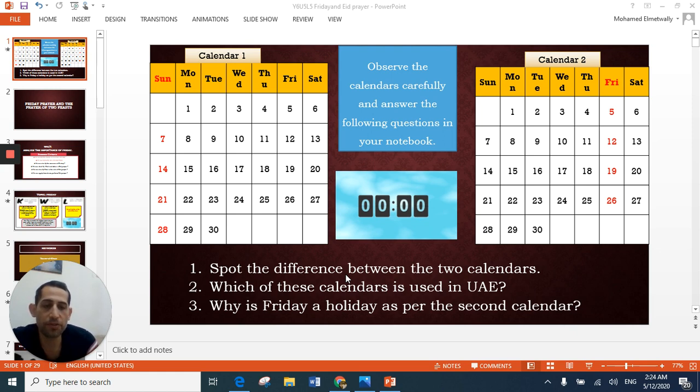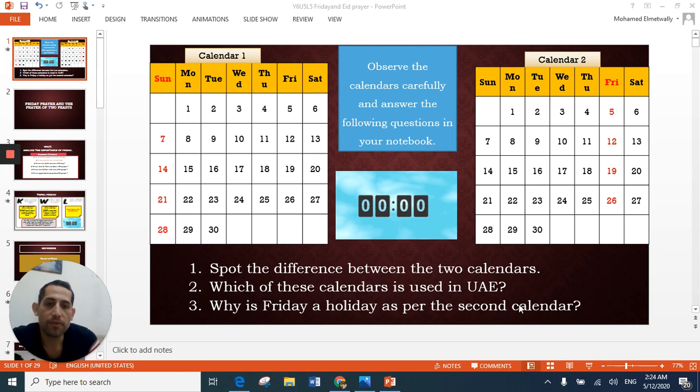As you see in this picture, look carefully and try to answer the following question. Spot the difference between the two calendars. What's the difference between these two calendars? Yeah, think. And which of these calendars is used in UAE? And why is Friday all day as per the second calendar?